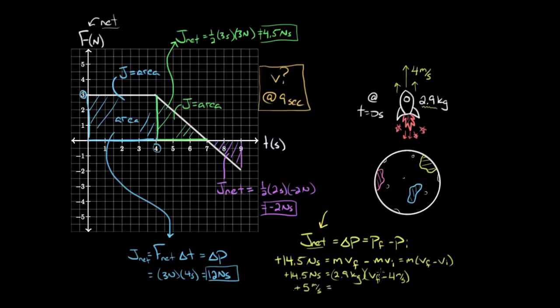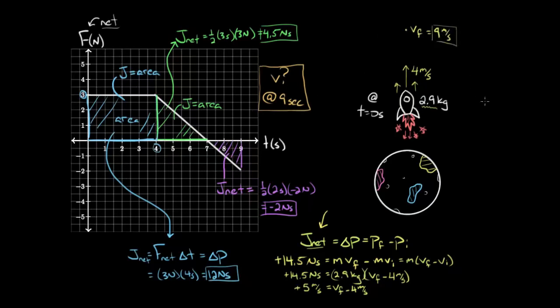That's going to equal, the leftover over here is going to be V final minus 4 meters per second. And now finally, if I add 4 meters per second to both sides, I get that V final of this rocket is going to be 9 meters per second. So after 9 seconds, it ended up going 9 meters per second. That's just a numerical coincidence.